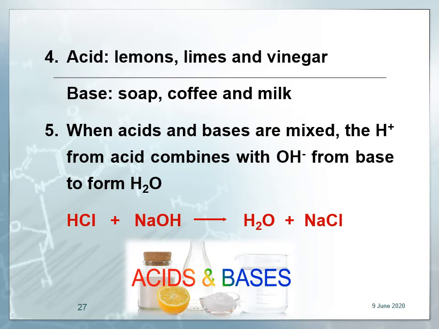When acids and bases are mixed, the hydrogen ion from acid combines with hydroxide ion from base to form water. For example, consider the reaction between HCl and NaOH as shown here. It is also called a neutralization reaction, which generally forms water and an ionic compound called salt.